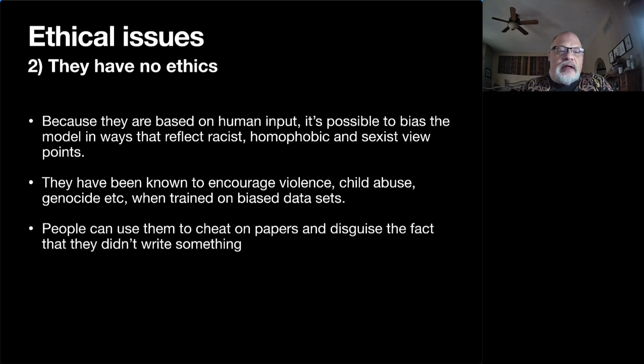It's also the case that people can use them to cheat on papers and disguise the fact that they didn't write something. So they can be used as plagiarism tools. Because it's a computer program, it doesn't have any ethics. And it's up to the humans who use it to apply ethics to its use. Nevertheless, that is certainly a big challenge to these things.